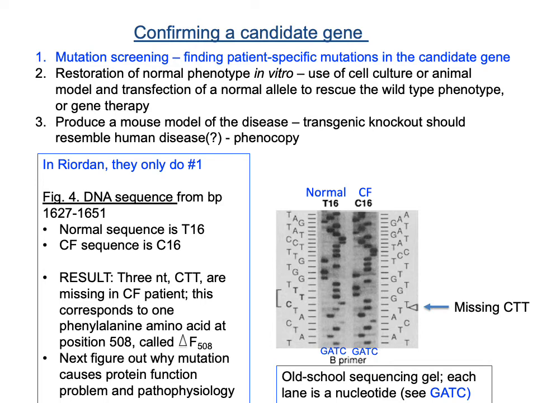It's also exciting because now that they've got the sequence and now that they see the mutation in the patients, they can try to figure out why this particular mutation causes a problem in the function of the CF protein and ultimately figure out the pathophysiology, right? Why is missing this one phenylalanine resulting in all of the symptoms and phenotypes that we see in cystic fibrosis patients? So stay tuned and we'll learn the answers to that at a later PowerPoint.